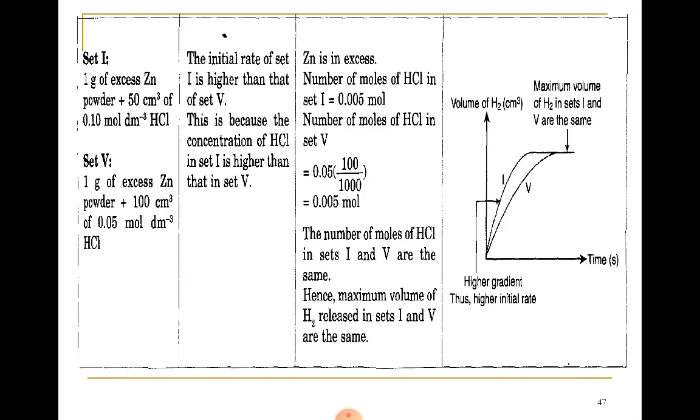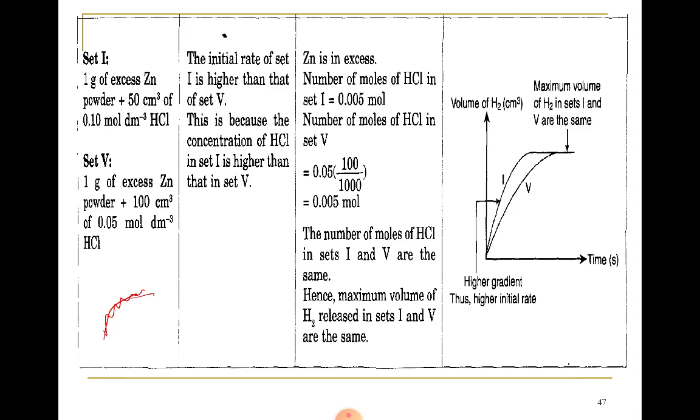Yang penting apa? Kena kenal pasti. Yang pertama, bila nak buat graf, kenal pasti dulu dia punya concentration untuk kita tahu dia punya curve. Curve mana yang lebih tajam dengan yang satu lagi. Kalau dia higher concentration, curve dia lebih tajam.